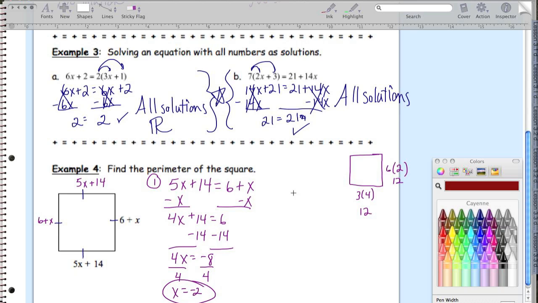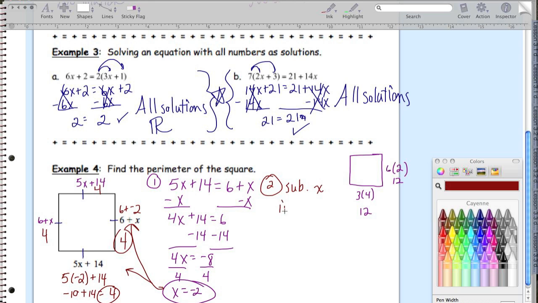And now I can use that for the second step. I can plug that into one of these sides. So now I have 6 plus negative 2. So my side is actually 4. But now let's check this one. If I plug negative 2 in here, I should get 4 also. 5 times negative 2 plus 14. Negative 10 plus 14, which is 4. So we did it right. This is 4, which means that's 4, and that's 4. So the second step is to substitute x into the side to find the length.